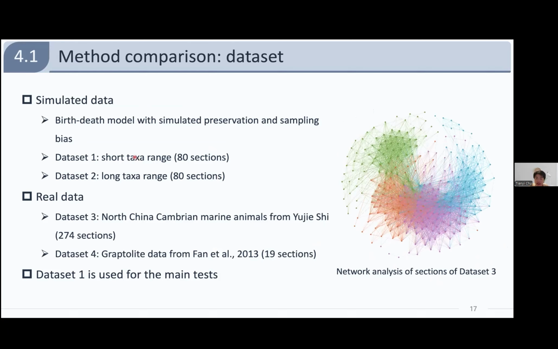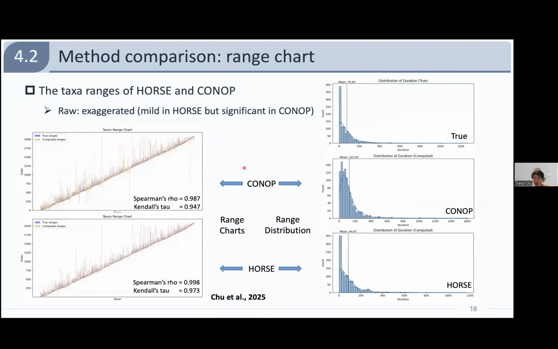The simulated data come from a birth-death model with preservation and sampling biases, while the real data includes Cambrian marine fossils and graptolites. For most of the method comparison, we use dataset 1, the simulated dataset with short taxon ranges across 80 sections. We first compare the base performance of CONOP and HORSE.